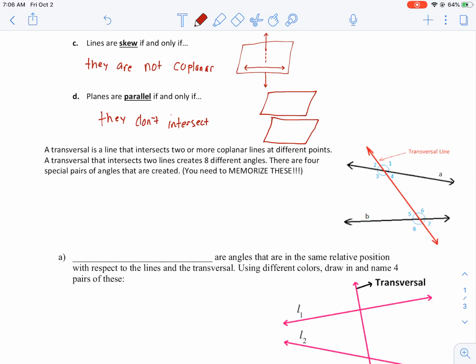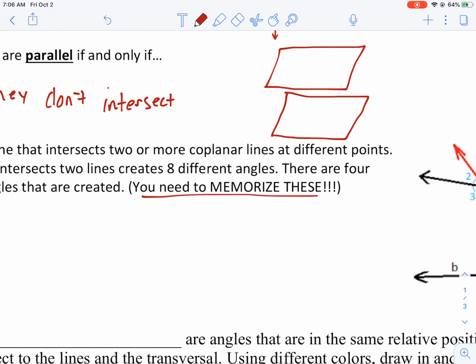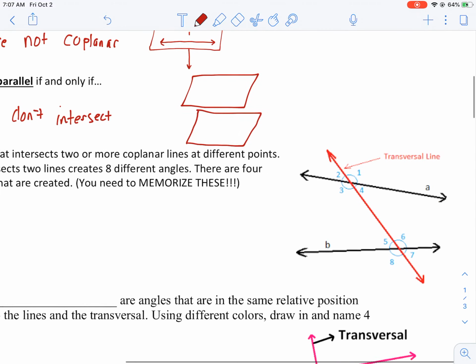So the next thing, this is very important, okay? This is going to be the crutch of the whole chapter. All right, a transversal is a line that intersects 2 or more coplanar lines at different points. A transversal that intersects 2 lines creates 8 different angles. There are 4 special pairs of angles that are created, and you need to memorize these, all right? You need to study, you need to do whatever you can to memorize these things that we're about to talk about.